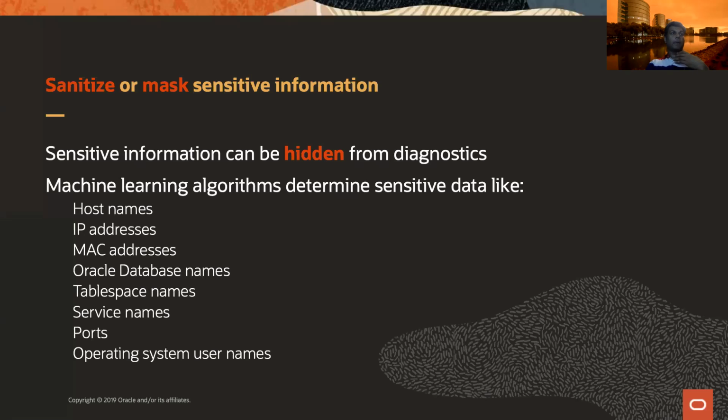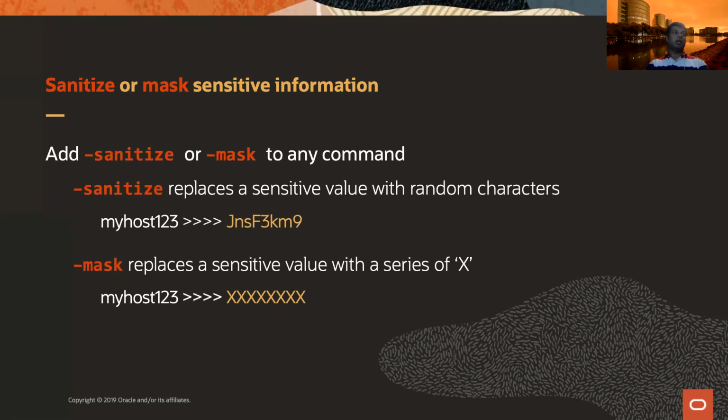First of all, a lot of people said that when we upload our Exachk reports, we don't like you to see our host names, IP addresses, database names, tablespaces. There's an option now to sanitize the report. When you sanitize the report, it will basically replace any sensitive values with some kind of random characters. Or you can replace it, mask it.